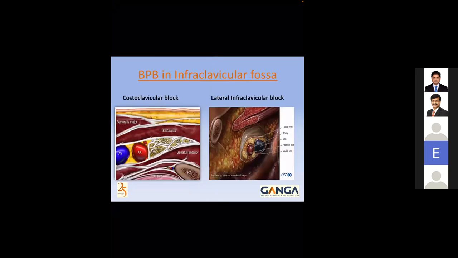What is the difference between the costo-clavicular block and the classical infraclavicular block? Nowadays, it is called the lateral infraclavicular block. What is the difference? Why is the costo-clavicular block given more importance than the classical infraclavicular block?